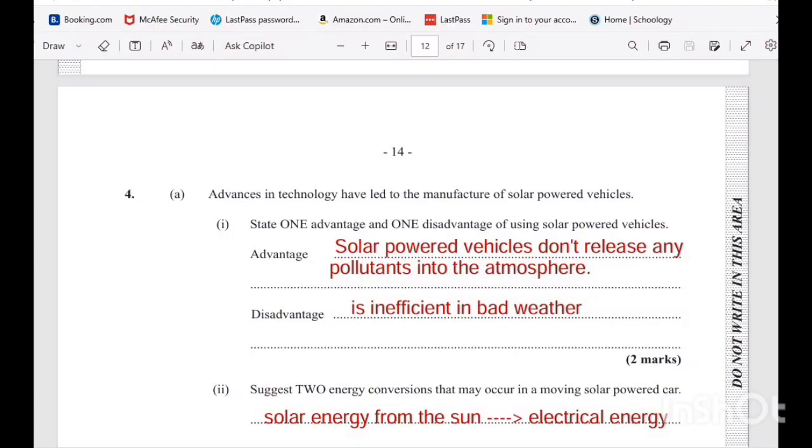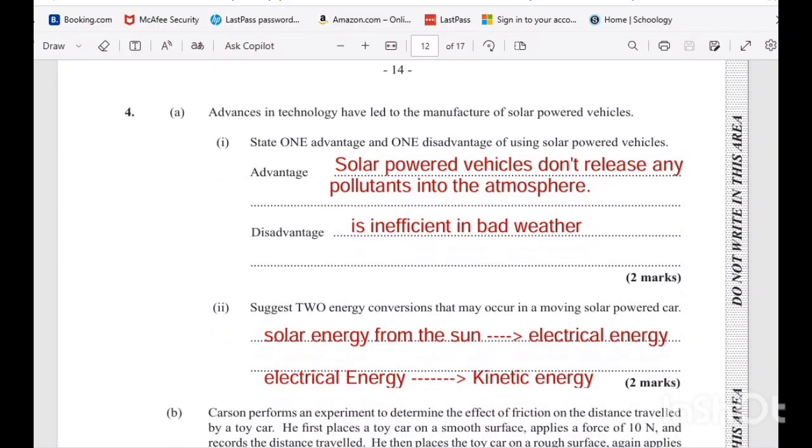Part 2 says suggest 2 energy conversions that may occur in a moving solar-powered car. Remember, energy cannot be created or lost, but it is transferred from one form to the next. Solar energy from the sun becomes electrical energy. So that's one conversion. And then the other conversion would be the electrical energy moves and becomes kinetic energy, which is when the car is moving.